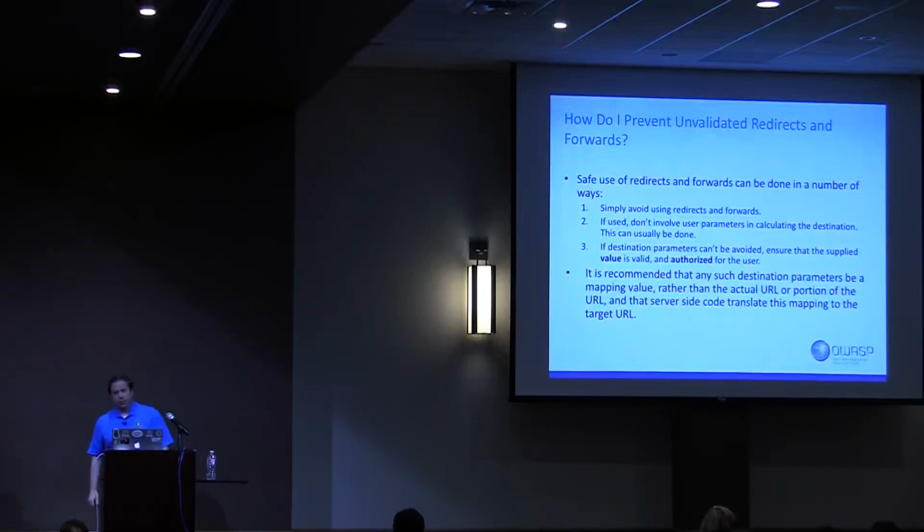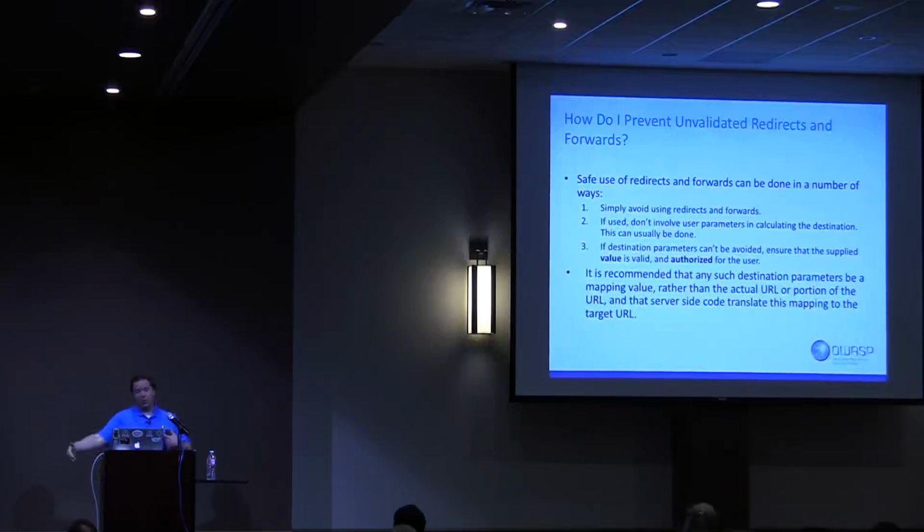But we need to validate that. It's also recommended that if you have to do a parameter value like that for a destination, it should be a mapping value rather than an actual URL or portion of URL. What this means is you say redirect equals 1, and 1 is this domain, or this site. And 2 is this, and that's this guy. And by doing that, we're able to positively validate our inputs.